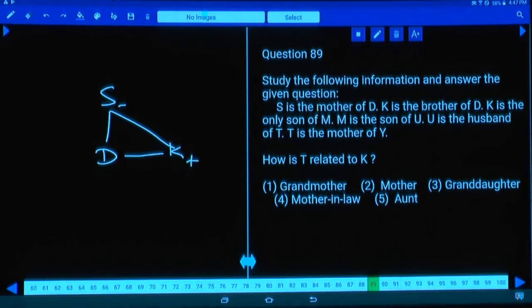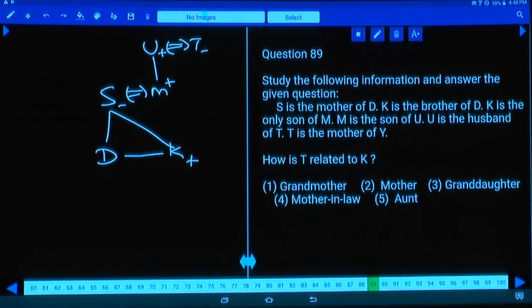K is the only son of M. As K is the only son of M, hence S and M are a married couple. S is a female and M is a male. M is the son of U. U is the husband of T. U is a male, T is a female.